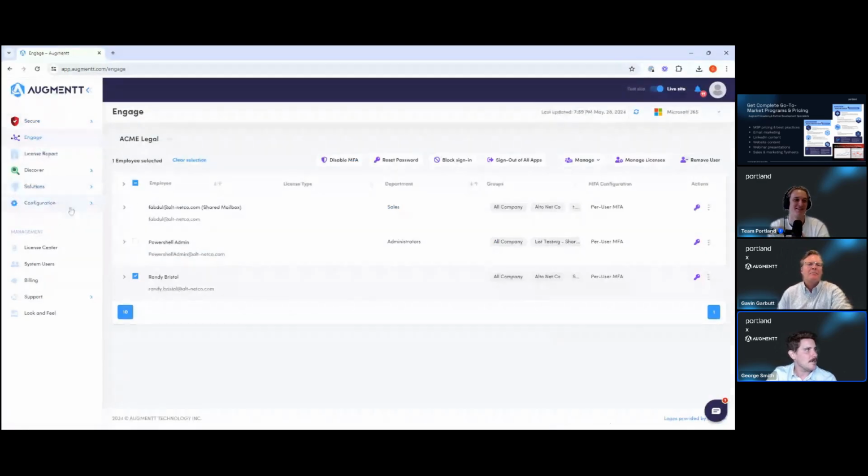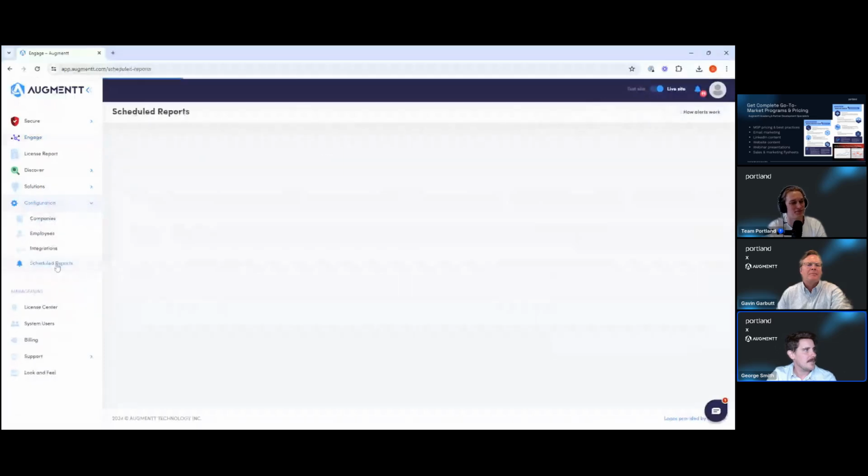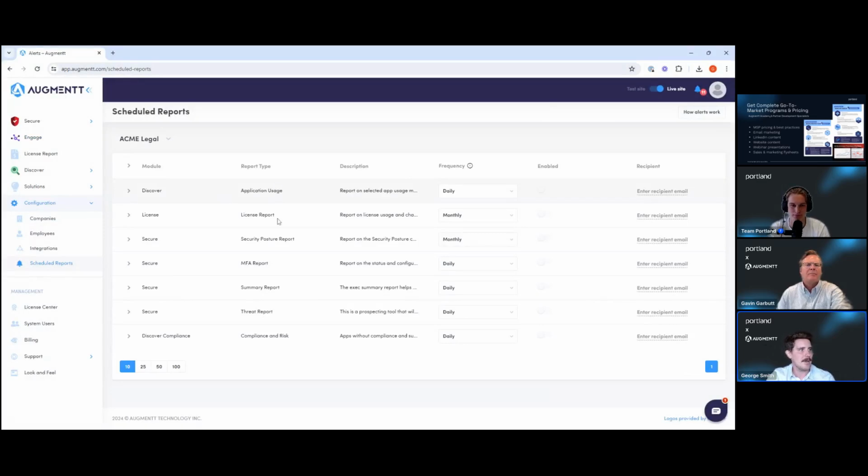The other thing I wanted to show you just while I had some time is the ability to schedule reports. So, the theme here is around automation. And as you can see here, we have a bunch of reports that you can schedule the frequency of, whether it's daily, monthly. We covered things like the MFA report and the security posture report, the threat report. But Augment does have other ones like our summary report. That's the opposite to the threat report. It's, this is what you're paying me for.